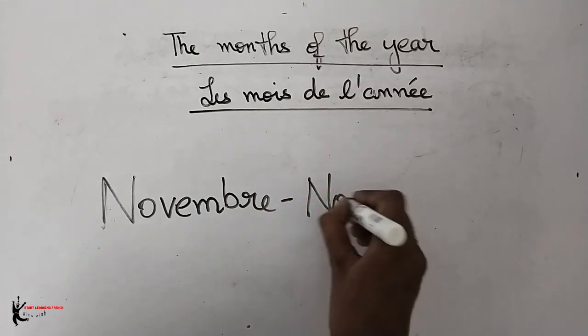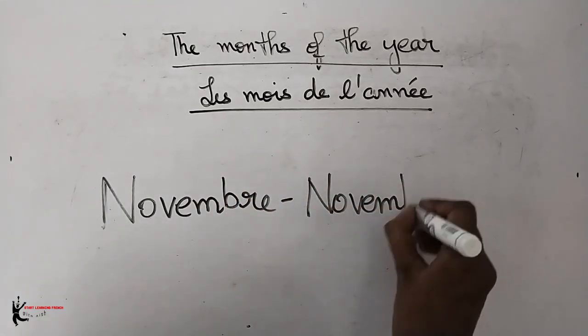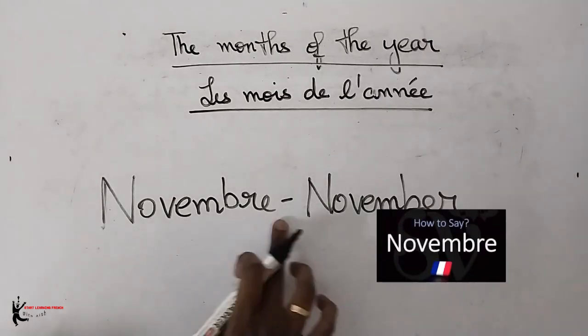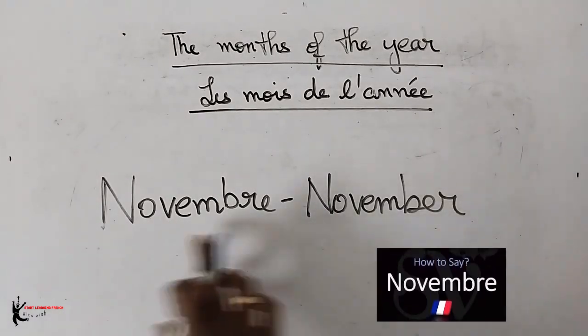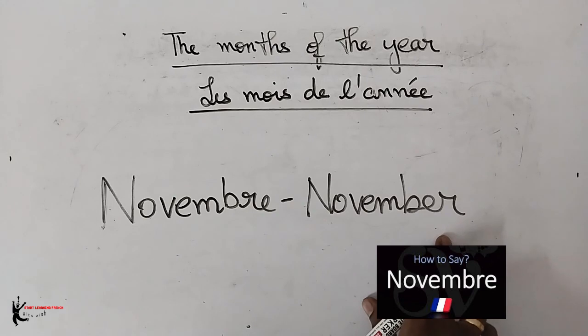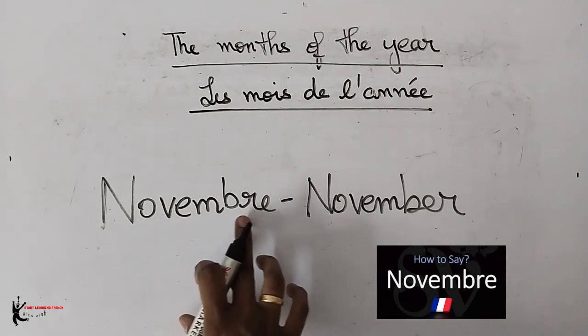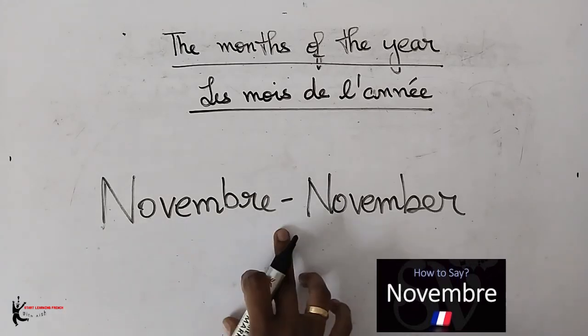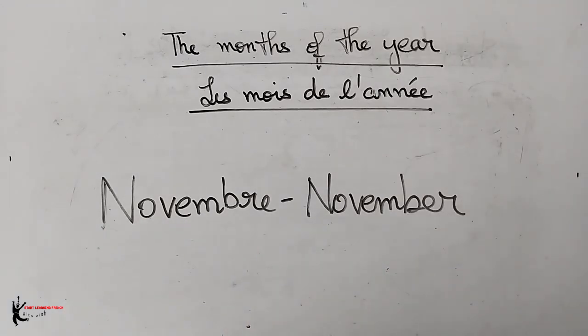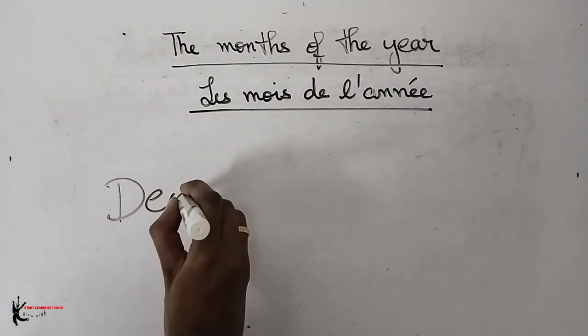Novembre is November. R-E instead of E-R. Okay. Novembre, November. N-O-V-E-M-B-R-E. Novembre, November.